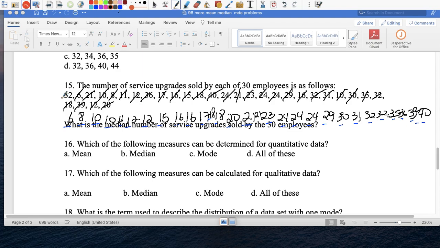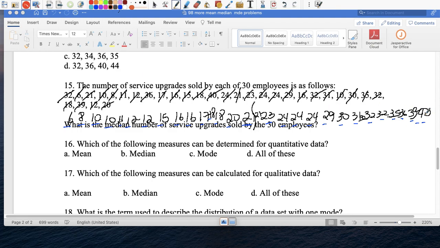And I missed a 32 over here. So I'm going to add a 32 here. And I count again. 1, 2, 3, 4, 5, 6, 7, 8, 9, 10, 11, 12, 13, 14, 15. So that looks like 15 right there.